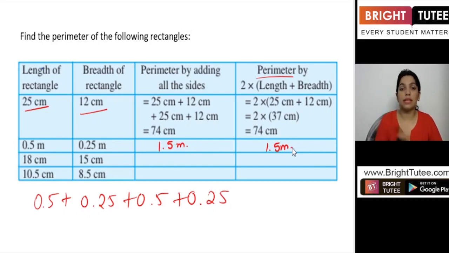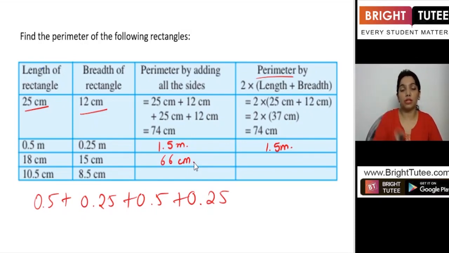The next one is 18 centimeters and 15 centimeters. So let us add it formally. So 18 plus 15 plus 18 plus 15, it is equal to 66 centimeters. And please be very careful with the units.